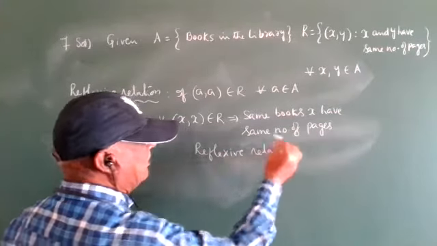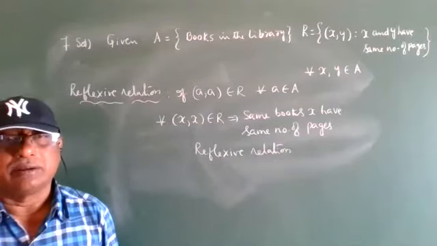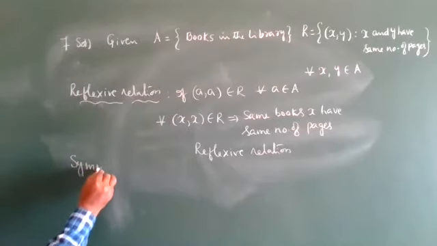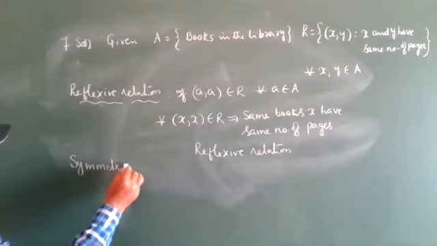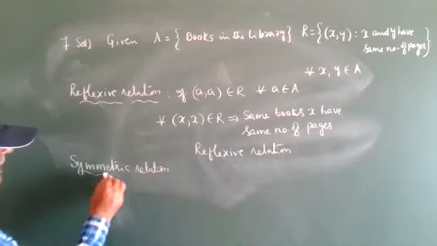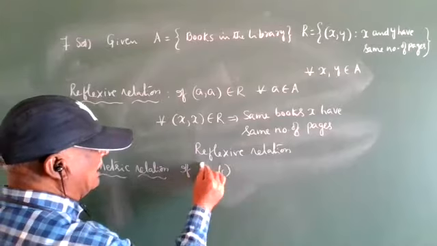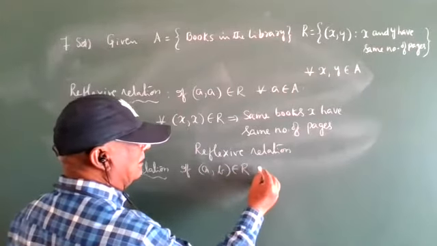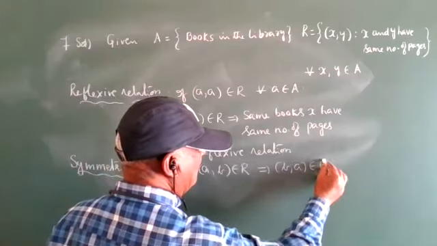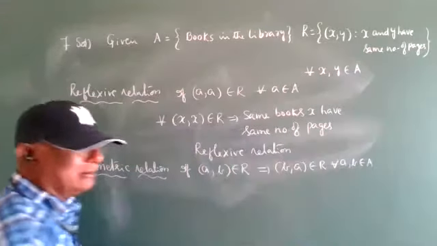One point is completed. Write down the symmetric relation. First, write down the definition. If a is one book and b is another book in the relation R, that implies the reverse order also holds, for all a, b belonging to the set A.